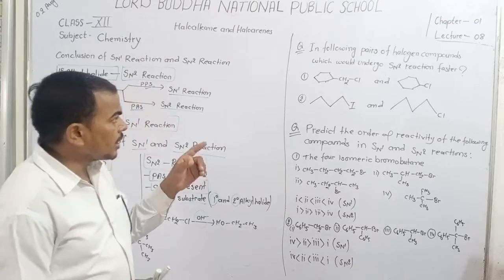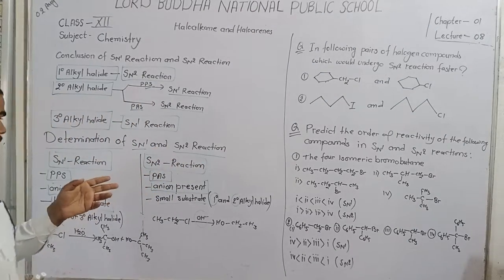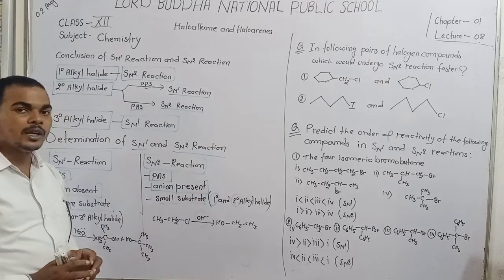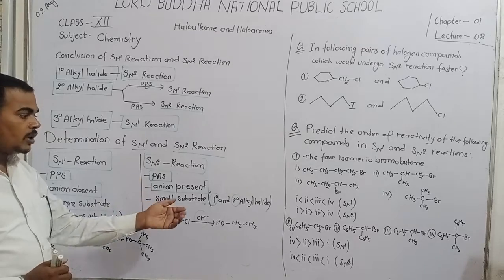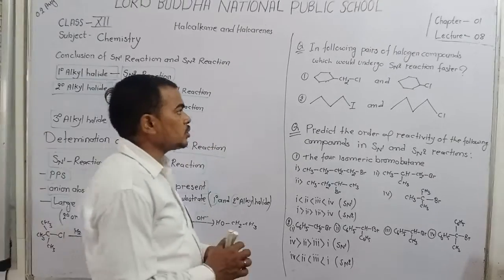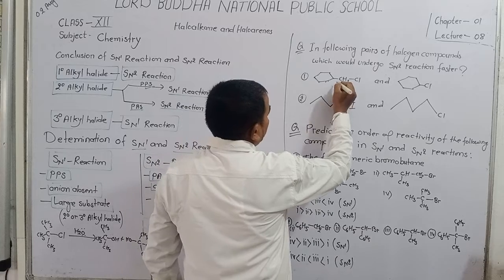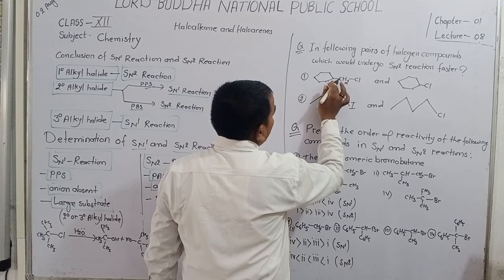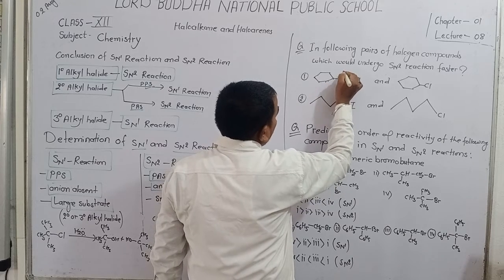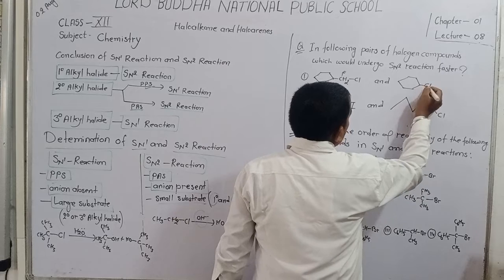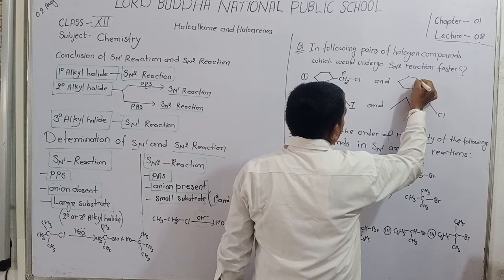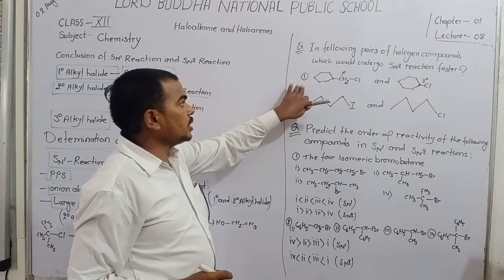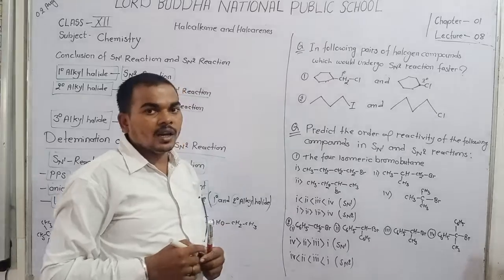Dear student, you know that SN2 reactions are favorable for a small substrate, means 1 degree or 2 degree alkyl halide, means primary or secondary alkyl halide. So observe here. The halide is attached with this carbon, and this carbon is attached with one carbon, so it is a 1 degree halide. But here, chlorine is attached with this carbon, and this carbon is attached with 2 carbons, so it is a 2 degree alkyl halide. In the first question, a 1 degree alkyl halide and a 2 degree alkyl halide are given.